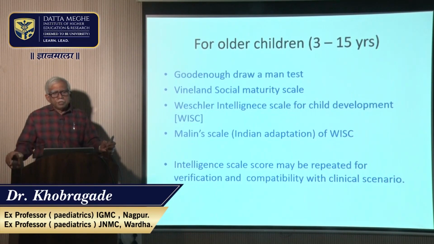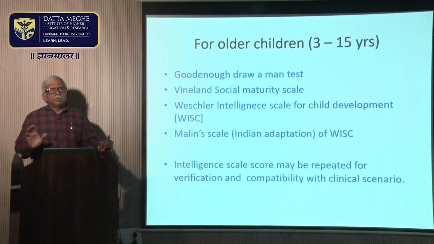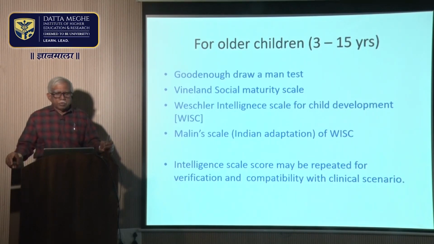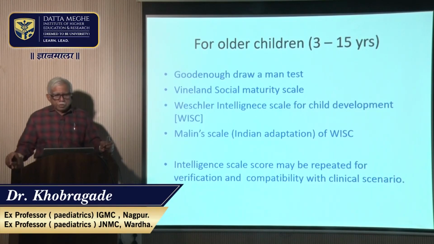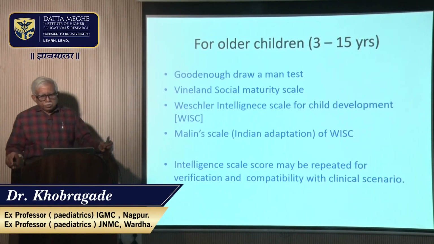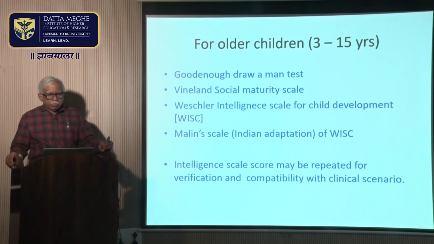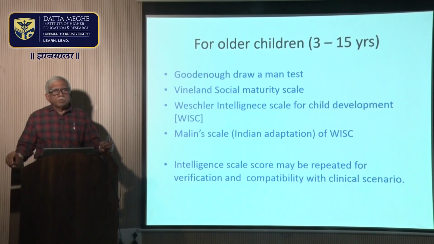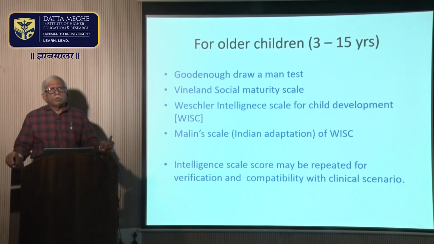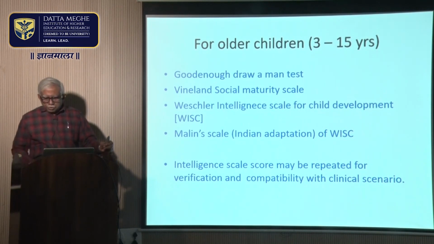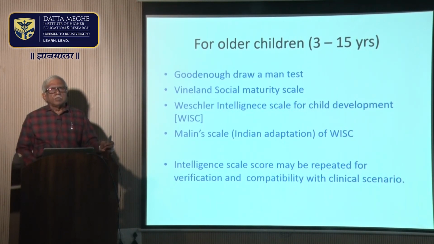Another is the Vineland Social Maturity Scale. That is also a very specific test which can assess the social quotient of the child. Then the Wechsler Scale of child development, then the Malin scale, the Indian adaptation of the Wechsler Intelligence Scale for Children. This intelligence scale score may be repeated for verification and compatibility with the clinical scenario.